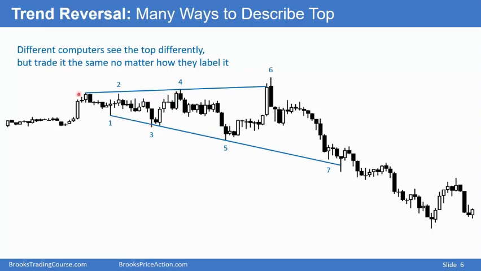It doesn't matter how you label it. It's still a very tight range at this point, breakout mode. The computers will trade it the same, no matter how they label it. Traders are looking to sell reversals down and buy reversals up.